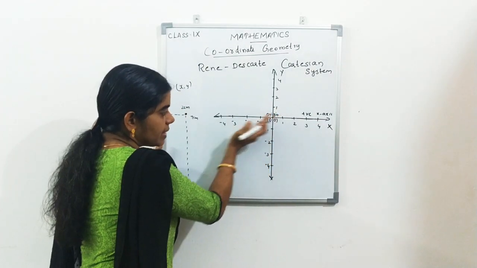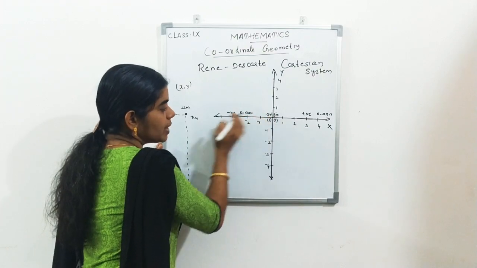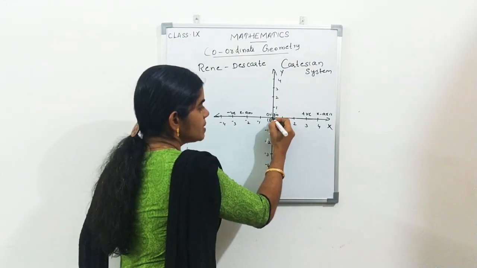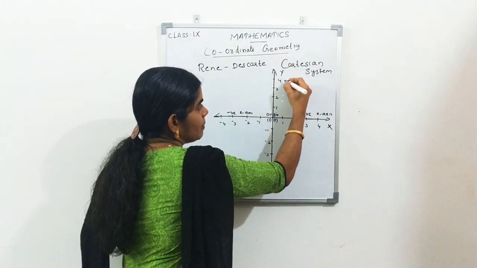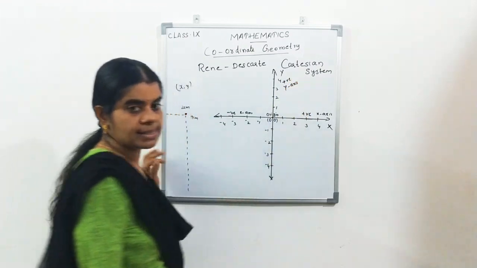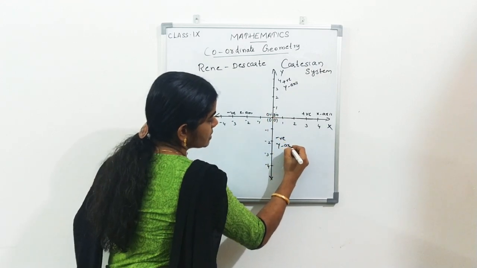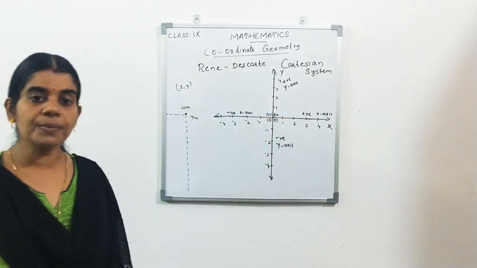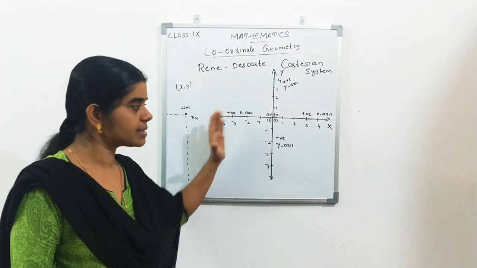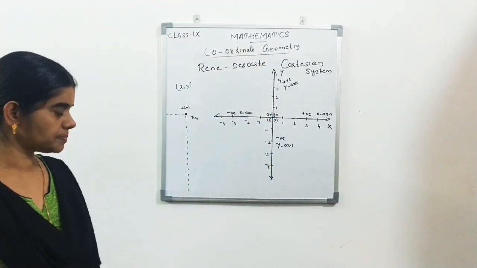From this origin, all of this will be the negative x-axis. From here to here, all will be the negative values for x. From this origin, the top will be the positive y-axis, the positive part of the y-axis. From here to here, this will be the negative y-axis. This is the intersection at the origin. Clear? This will be the positive x, this will be the negative x-axis, this will be the positive y, this will be the negative y-axis.